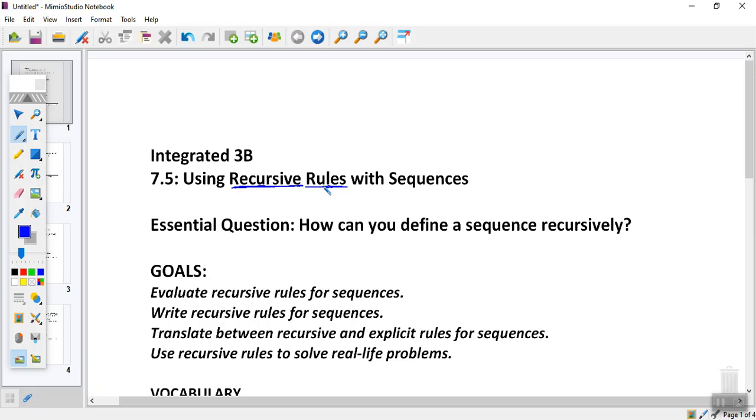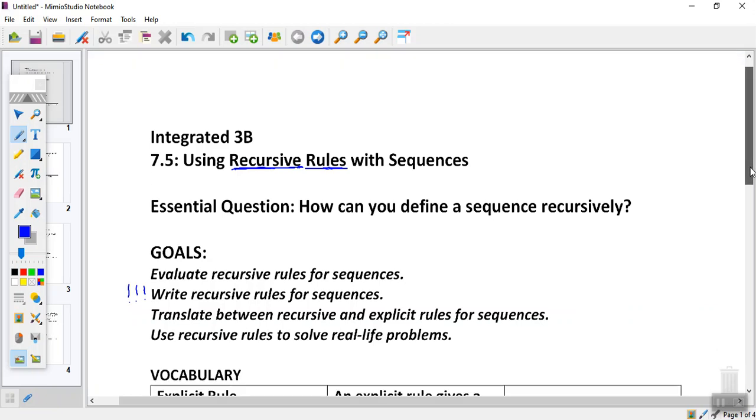We're going to write recursive rules for sequences. This second goal is going to be important today. The third thing we're going to do is translate between what's called a recursive and an explicit rule. Everything we've done in this chapter so far, we write a rule for the nth term. It's been an explicit rule. The new type of rule we're going to write today is called a recursive rule. And then we'll look at some real life problems that involve this recursive rule writing.